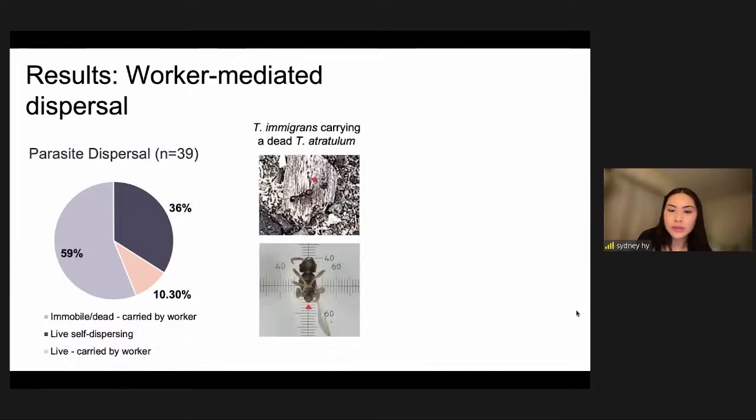Here I show a picture from one of the recordings where you can see a worker carrying a female parasite by the wings, but you can also see that her gaster is missing completely. So this is an example of a worker carrying a clearly dead parasite. And furthermore, after collecting, you can see here that her gaster is missing.